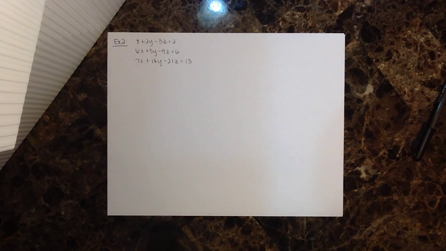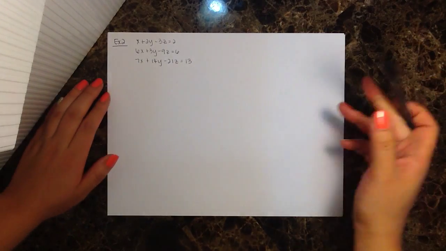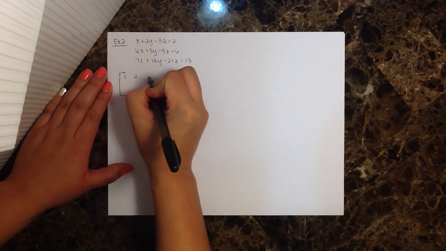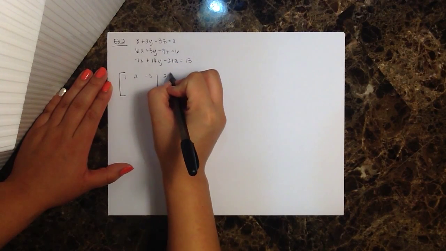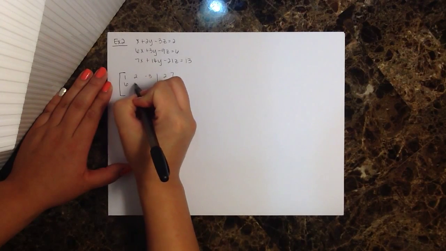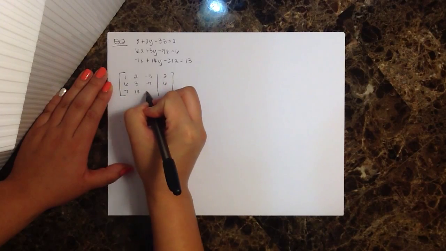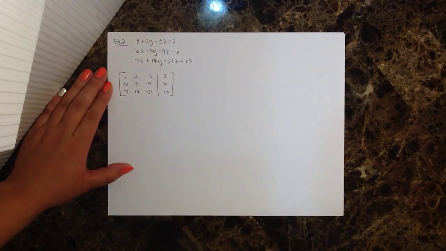The second example here has, again, three variables. x + 2y − 3z = 2, 6x + 3y − 9z = 6, 7x + 14y − 21z = 13. So again, the first thing we have to do is to create our augmented matrix. And so here we have our three rows, my columns for the numbers and then the solutions. So 6, 3, −9 and 6, and 7, 14, −21, and 13.